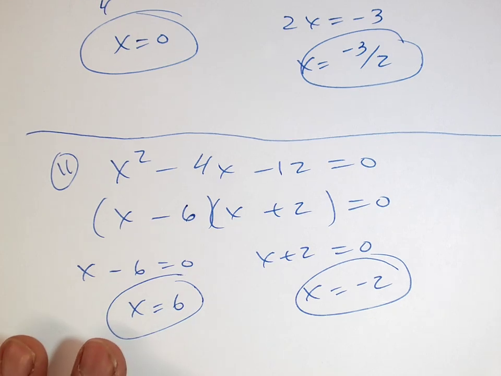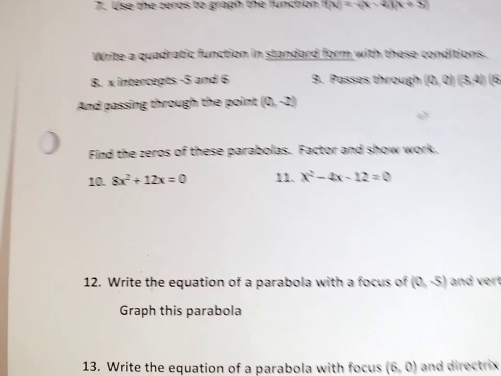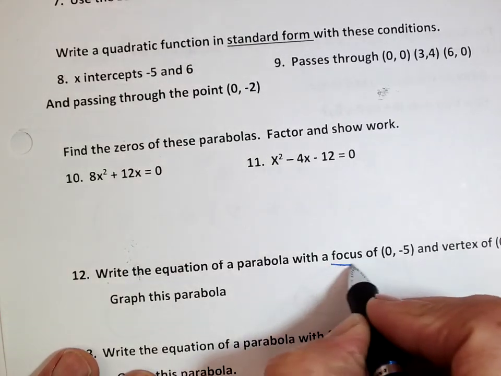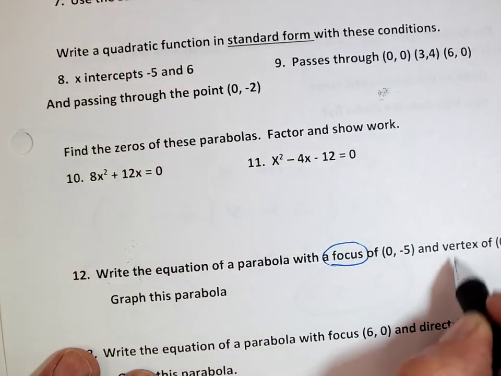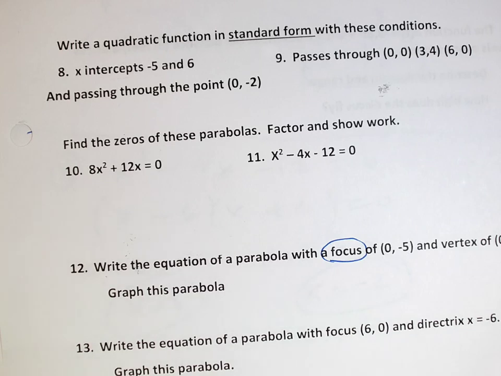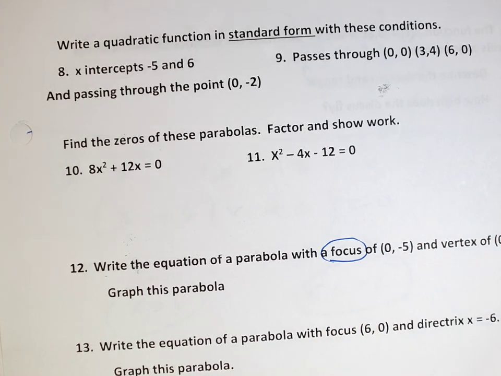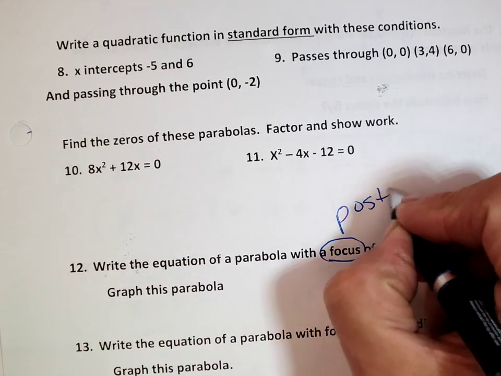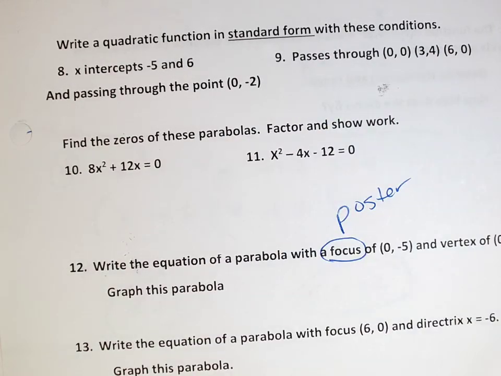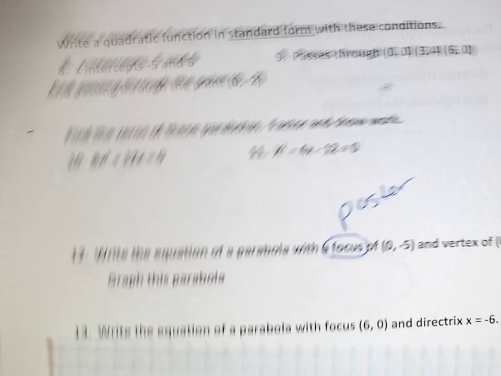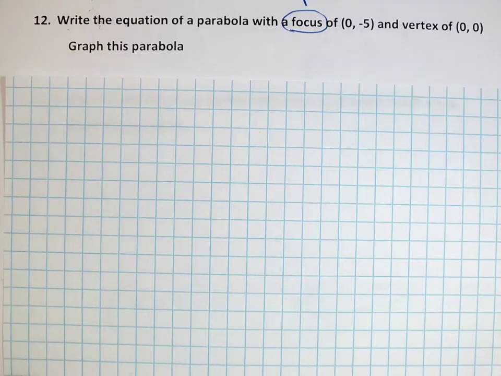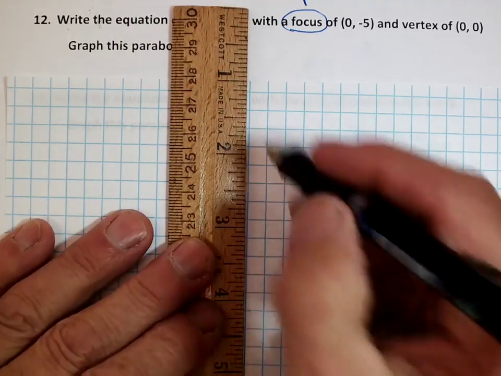Okay, number 12. Now, in 12, I see this thing about a focus and a vertex. Okay, so I'm thinking, well, to do these, this is going to be our 4P. This is going to be our poster stuff. So I'm going to go ahead and get a piece of graph paper. For me, the easiest way to do these is to graph, okay? So let's see what I have. So I'm going to go ahead and draw my axes.